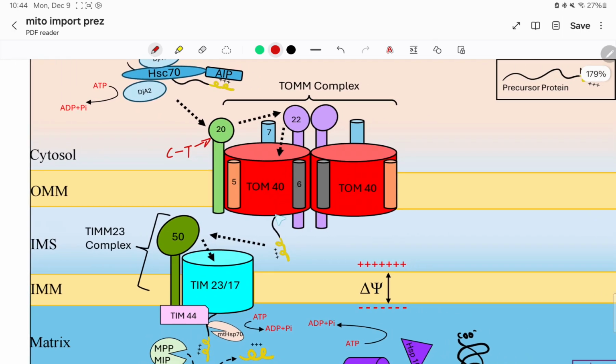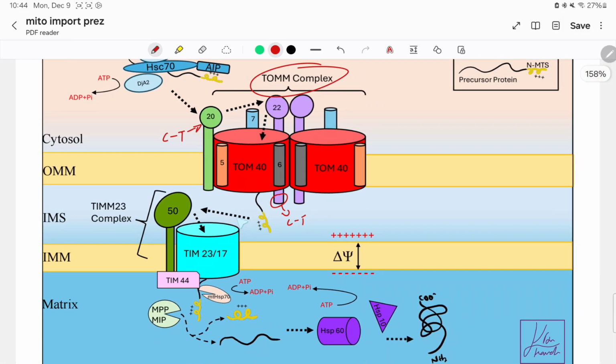Once this protein gets threaded through towards the IMS, it goes through a series of interactions where the cytosolic C-terminus of TOM22 interacts with TOM50 and the TIM23/17 complex to transfer this pre-sequence from the TOM complex all the way to the TIM complex. Okay?